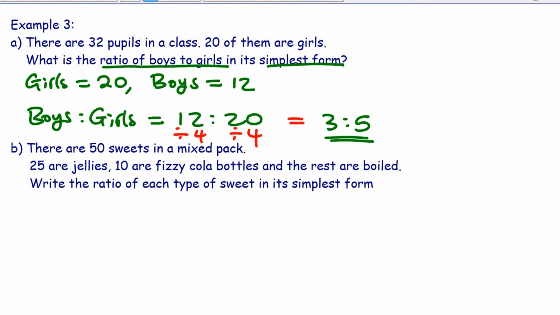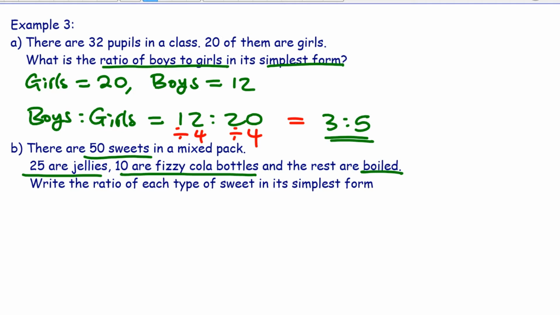There are 50 sweets in a mixed pack. 25 are jellies. 10 are fizzy bottles, and the rest are boiled. Now, there are 50 sweets in total. So what's the ratio of each type of sweet in its simplest form?